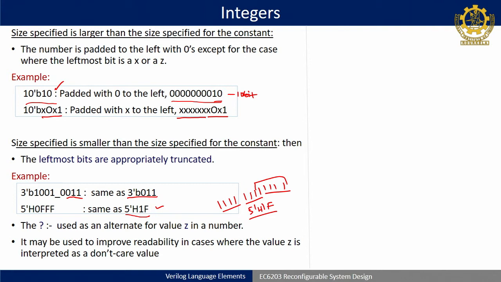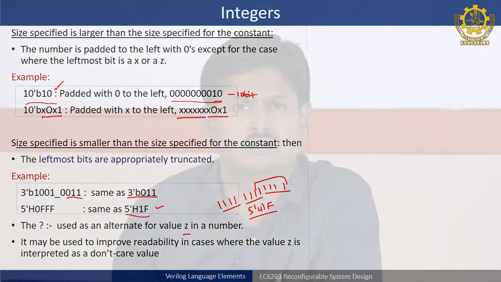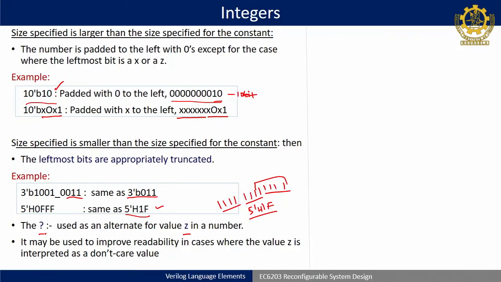These are the ways the simulator will treat it. Accordingly, you have to understand the corresponding output to verify that it is correct as per your requirement. Sometimes, for better readability, instead of z, or for a don't care value, in case syntax we use a question mark. These are treated as don't care.